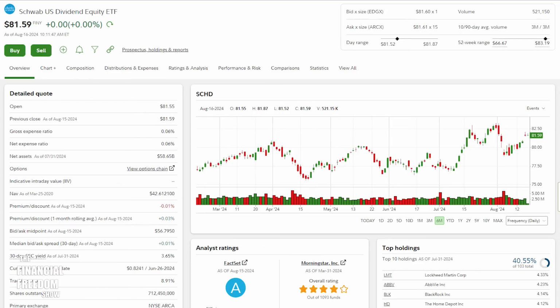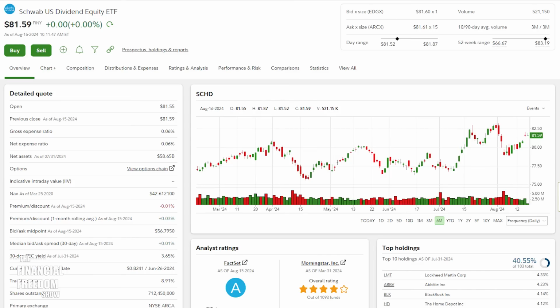Lastly, it's important to remember that while SCHD's dividend yield is attractive, it's not guaranteed. Dividend payments can fluctuate based on the underlying company's performance and management decisions. If we're going into a recession, they could potentially cut their dividend yield.